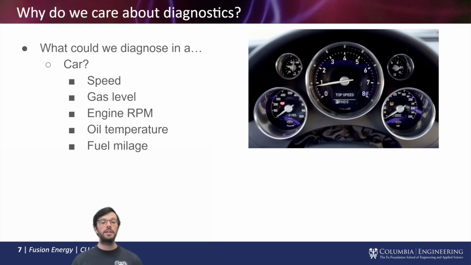Okay, so the big one is speed. We want to know how fast our car is going. That comes from how fast the wheels are spinning, gas level, how much fuel do we have left, engine RPM, oil temperature, fuel mileage. All these things are useful metrics to know, and we diagnose them in different ways. But that's what we're doing.